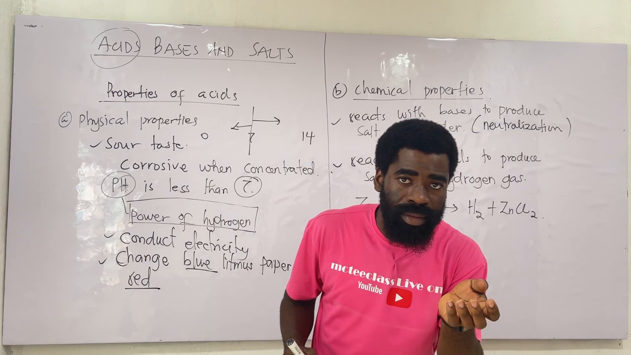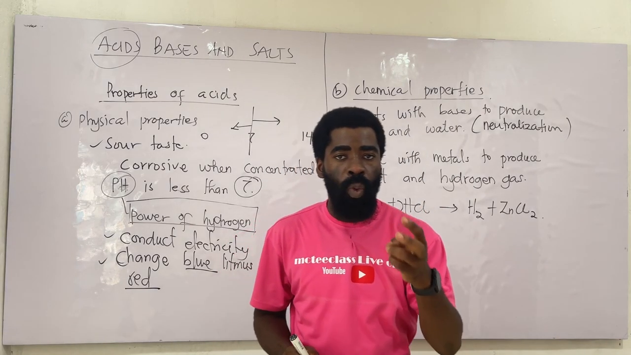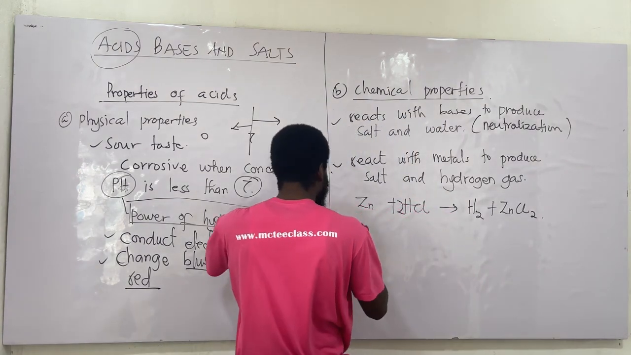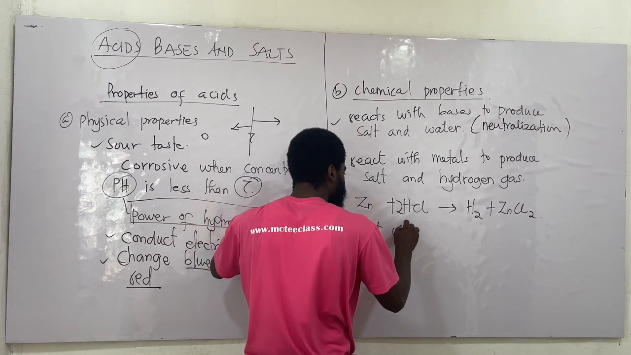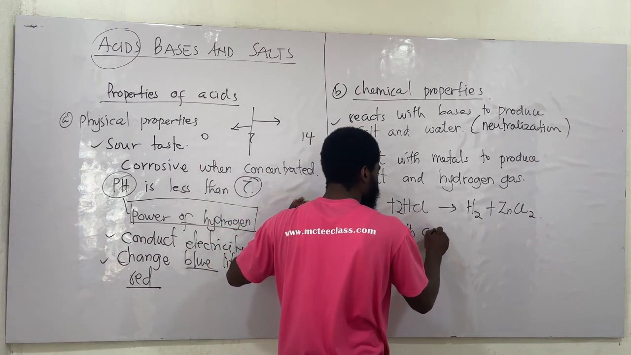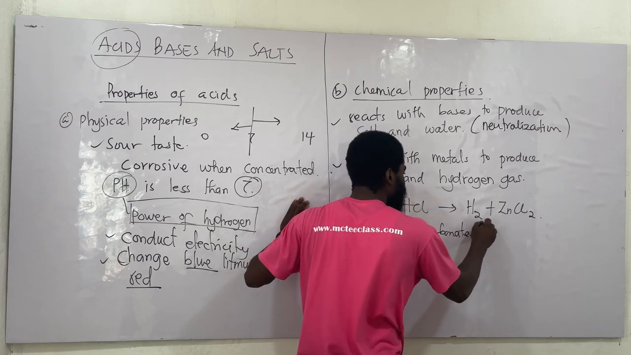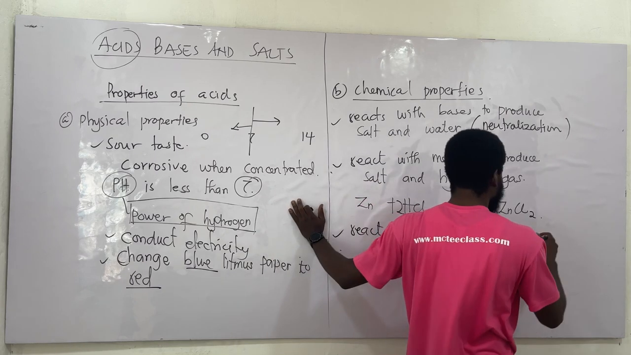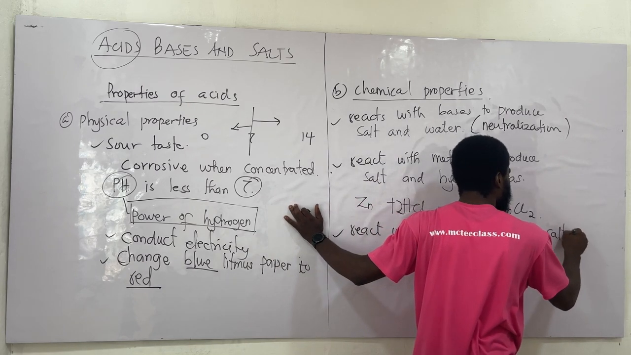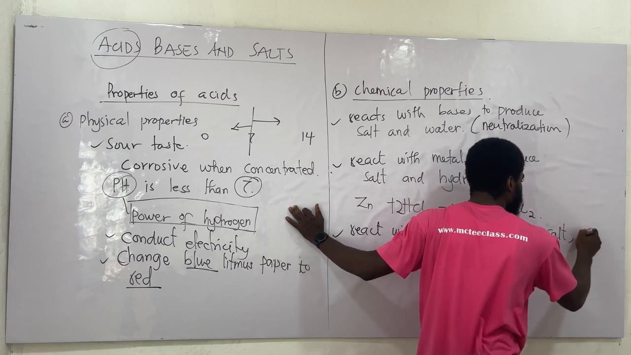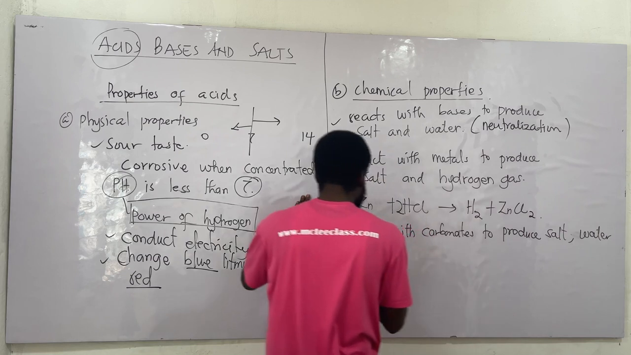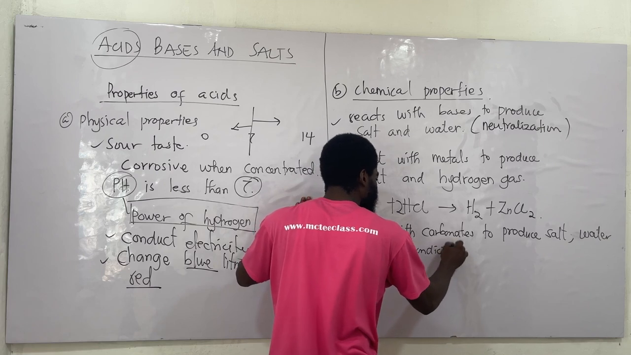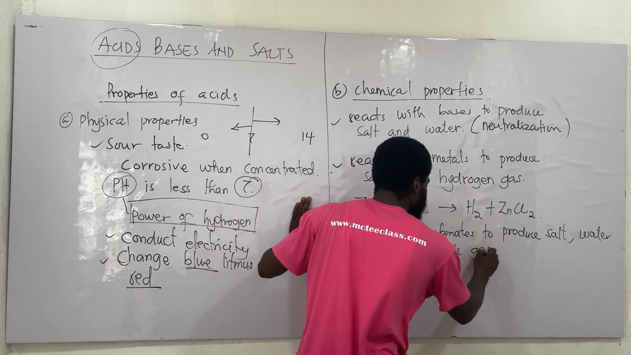With carbonates. When they react with carbonate, they produce salt, water, and carbon dioxide gas, CO2 gas. So the next one is that the acids react with carbonates. They react with carbonates to produce a salt, water, and carbon dioxide gas. So acid reacts with carbonate.